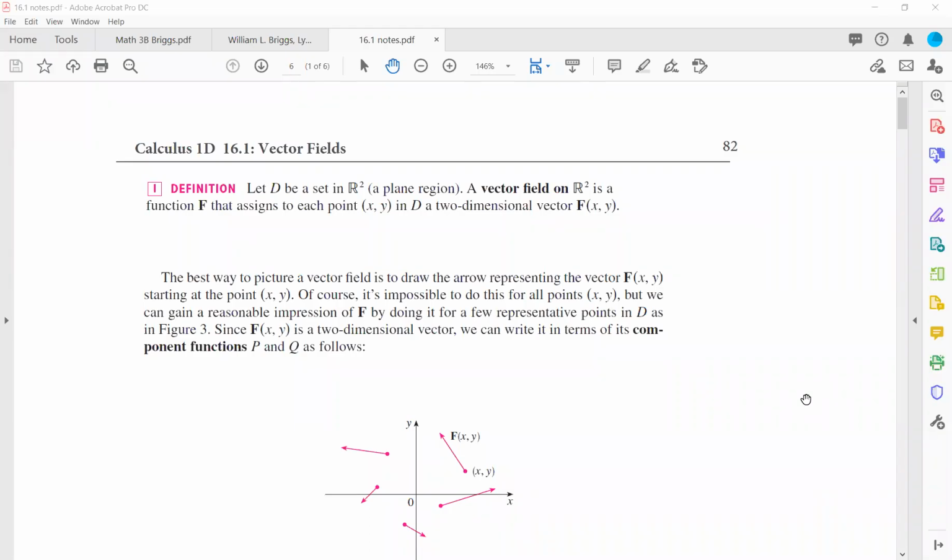We're going to start chapter 16, 16.1. We're going to talk about vector fields. So let us define vector fields. What is this field that we're talking about?